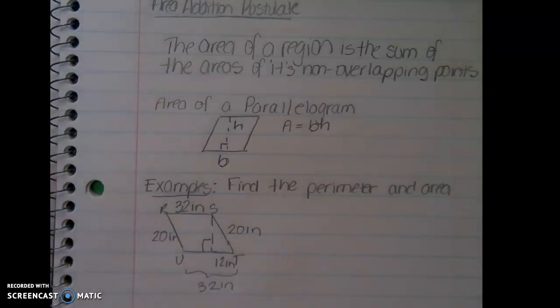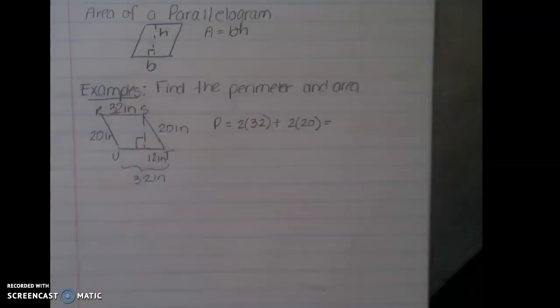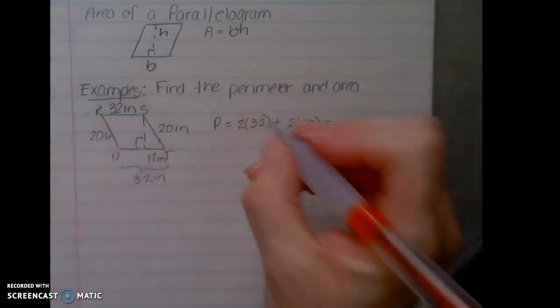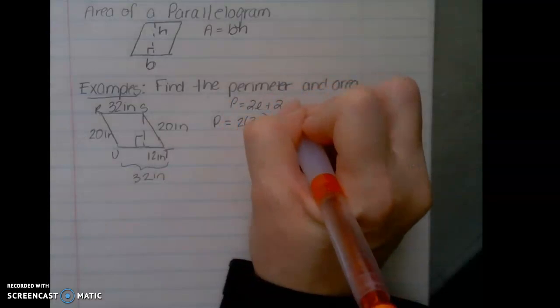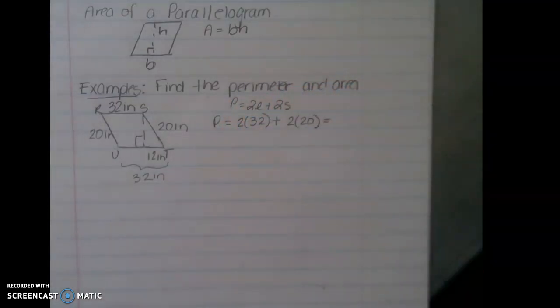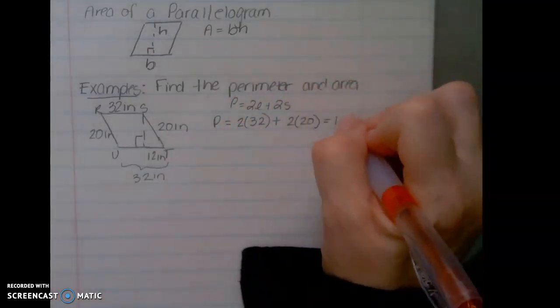So let's find the perimeter. Perimeter is 2 times the length plus 2 times the width, or you could just add all 4 sides. And your answer is 104 inches.